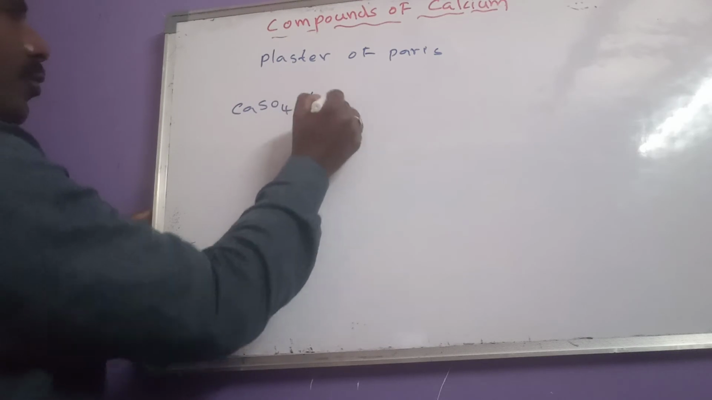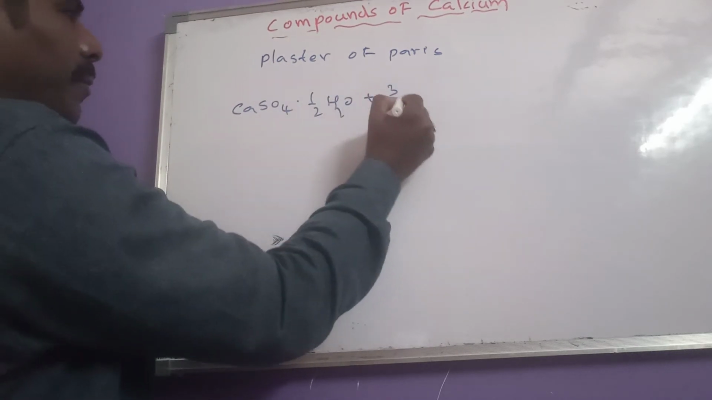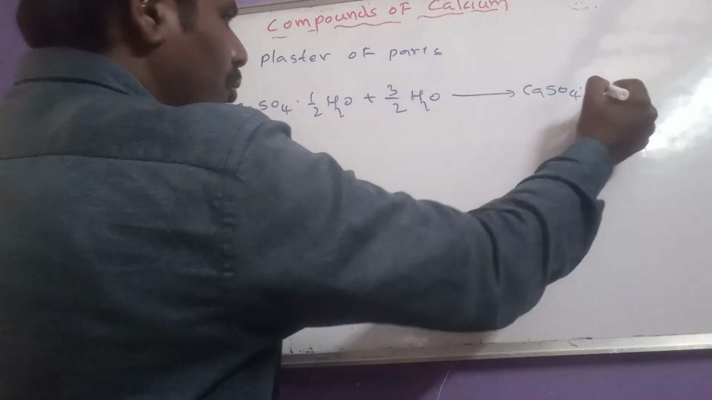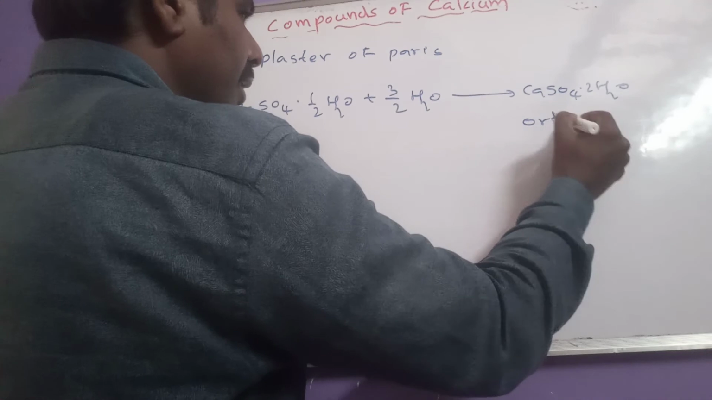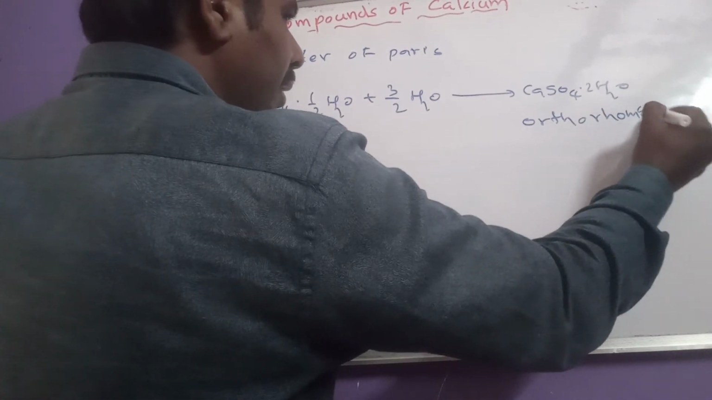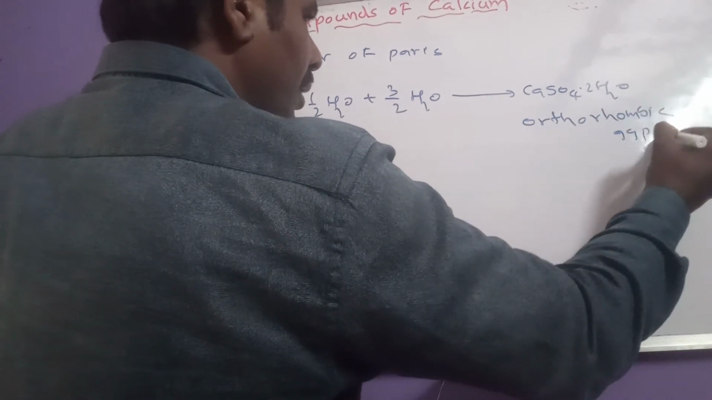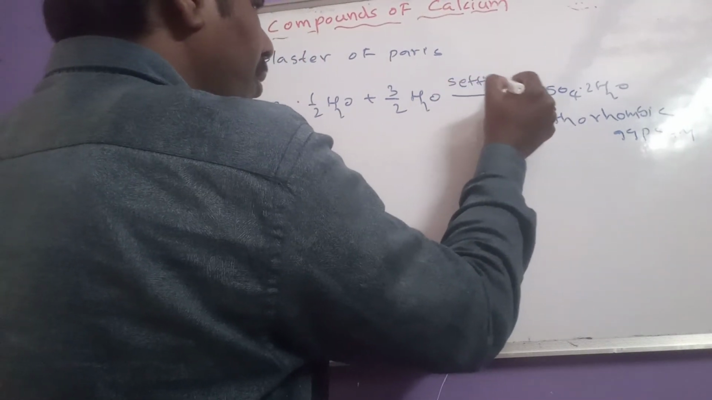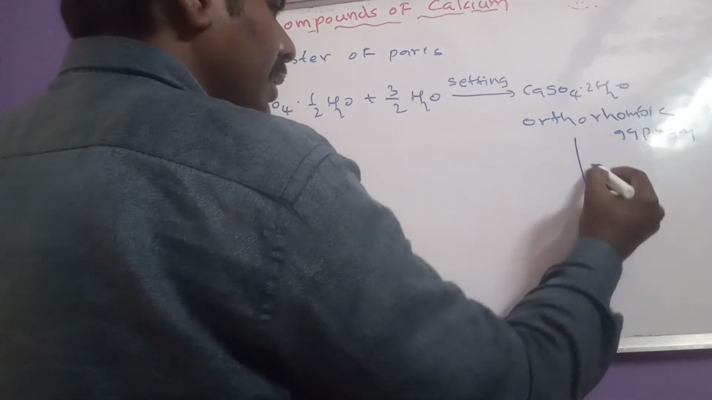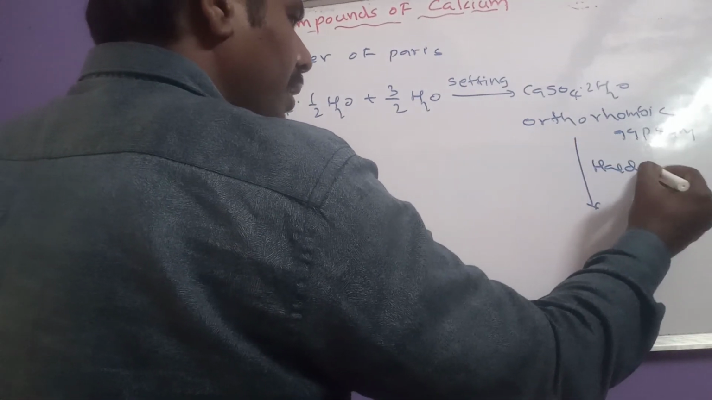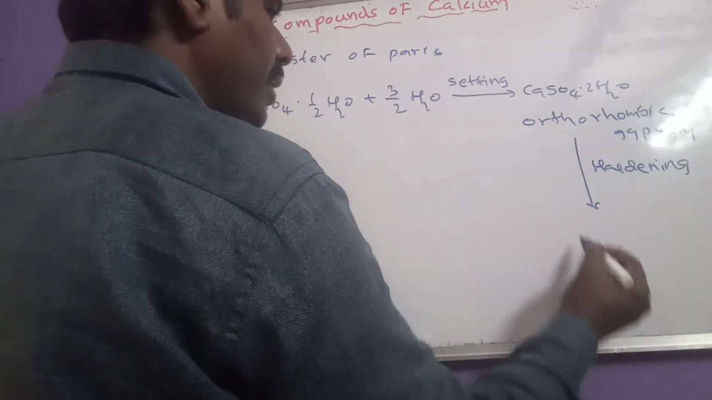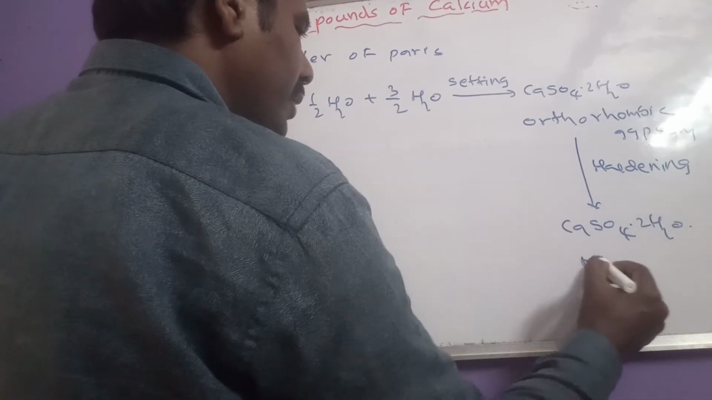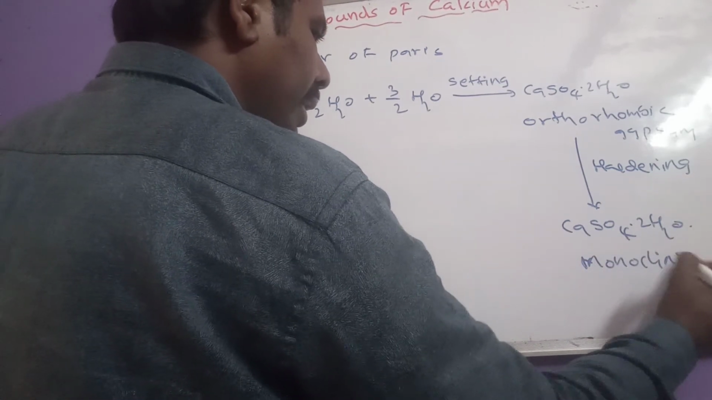CaSO4 half H2O, when treated with 3 by 2 mole of water, gives CaSO4 2H2O. This is called orthorhombic gypsum. This process is called the setting process. Later this becomes a hard mass. That process is known as the hardening process. No change in formula, it just becomes hard. This is known as monoclinic gypsum.